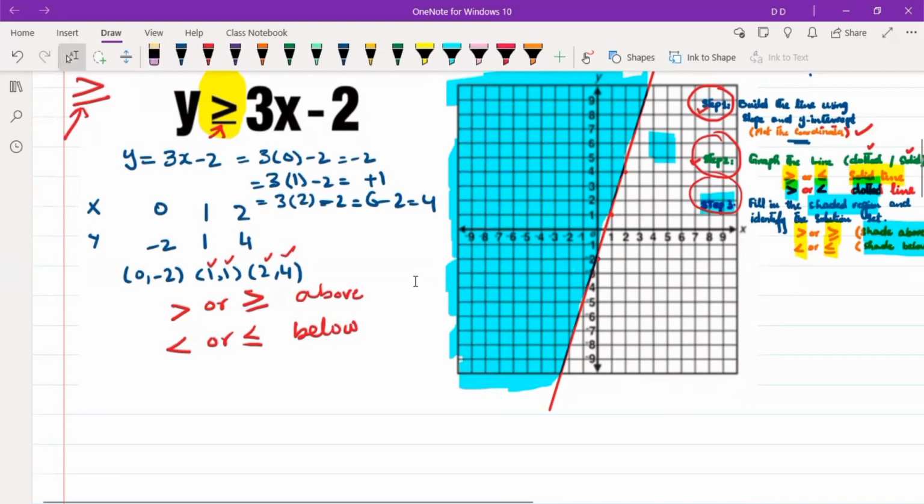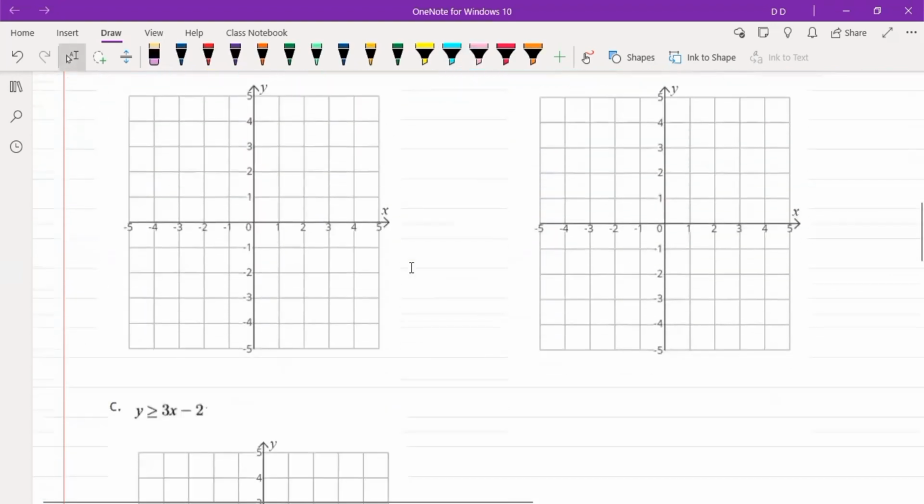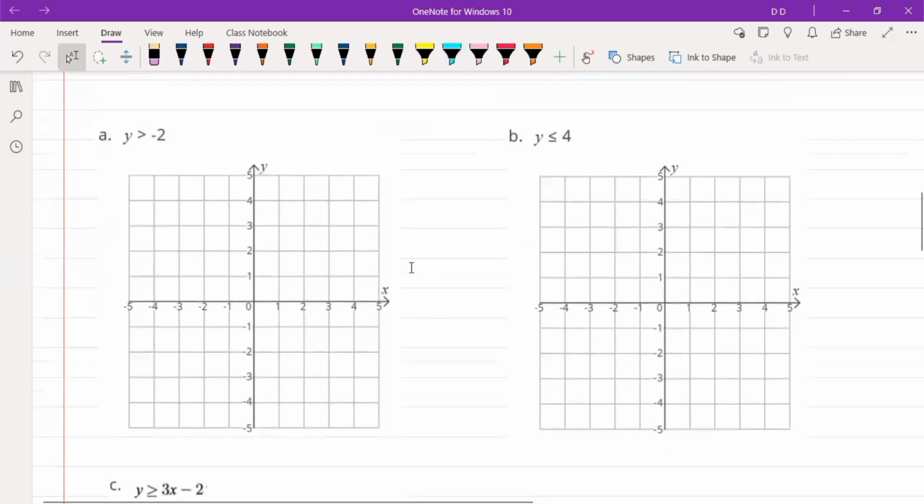Okay, let's have more examples to understand. What if we have this equation? As you know, you can write it as y equals -2. Now observe, where is -2 on the y-axis? Here it is. So it means you can directly draw a line here.